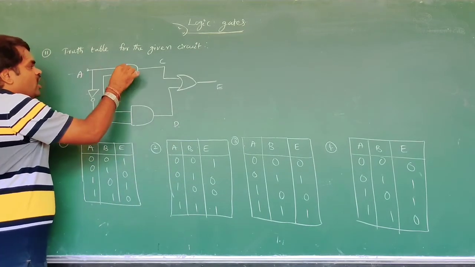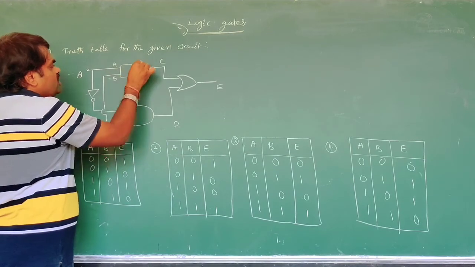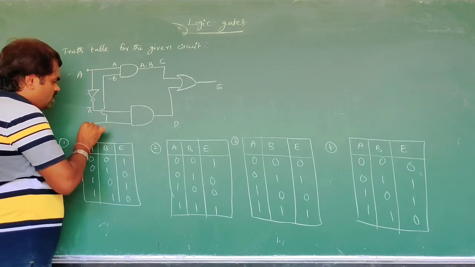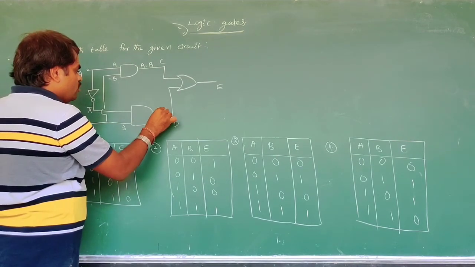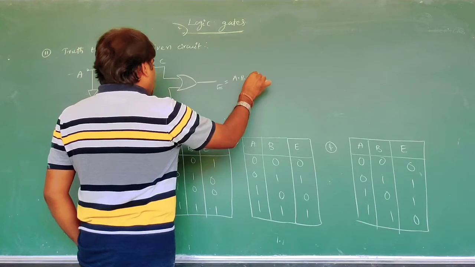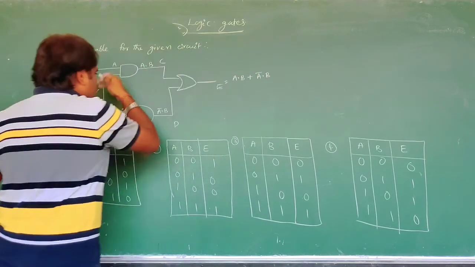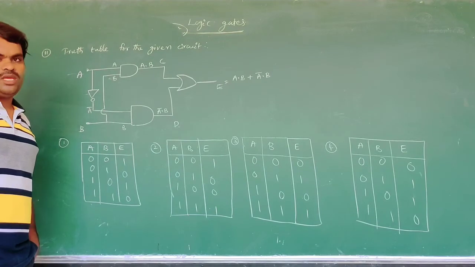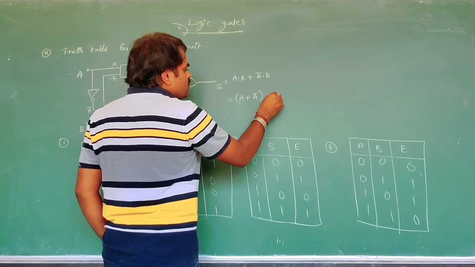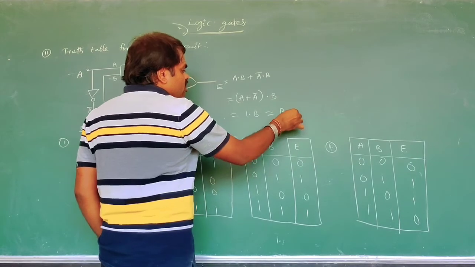Now see, this is the AND gate with inputs A and B. The AND operation is A dot B. Here A is NOT, so it is A bar, and with B that means A bar dot B. Combined, the output of this circuit is A dot B plus A bar dot B. Now B is common here: A plus A bar, dot B. A plus A bar is 1, and 1 dot B means B. The output is B.